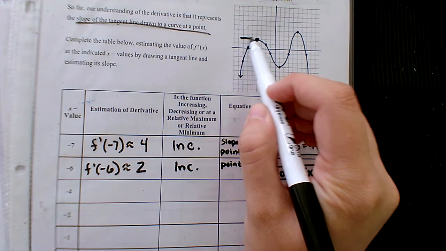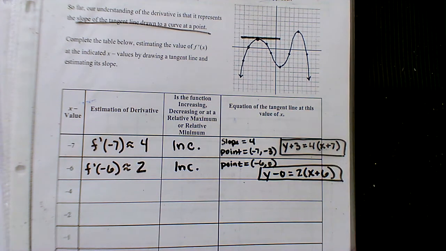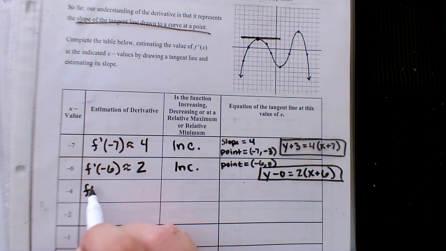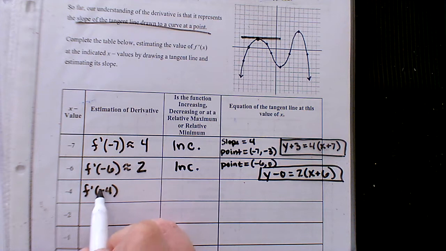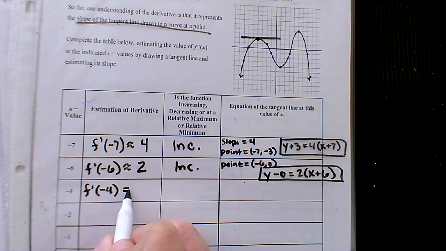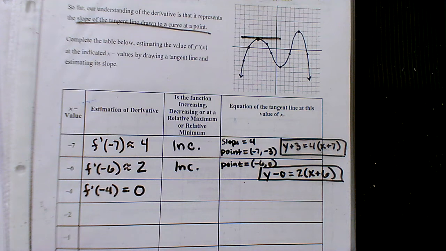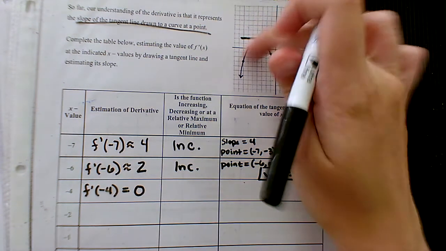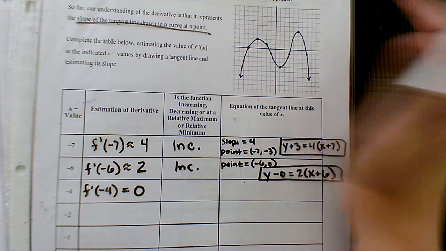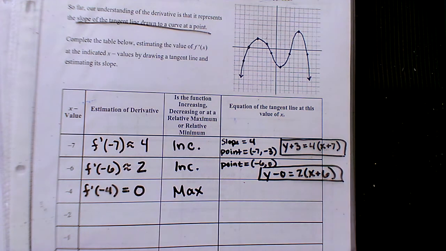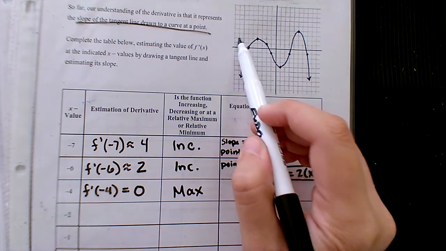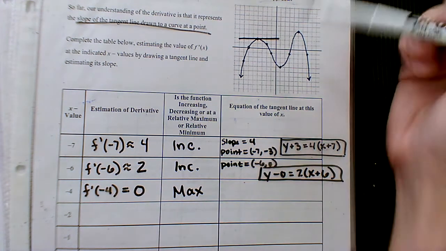-4, tangent line. What's the slope of that spot? 0. Is that an approximation or an actual value? That's actual, so we can throw an equal there. Increasing, decreasing, max, min. Max. All right, and we'll write the equation of that horizontal line.